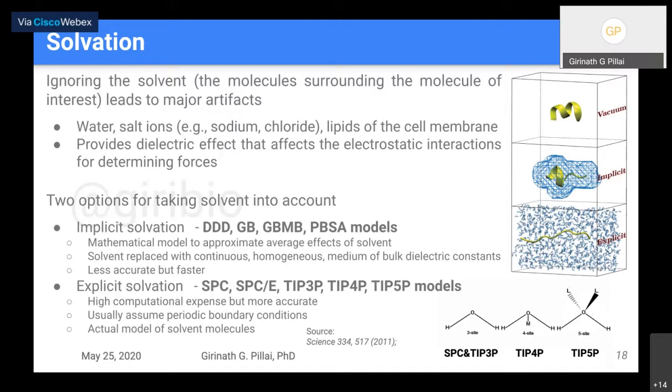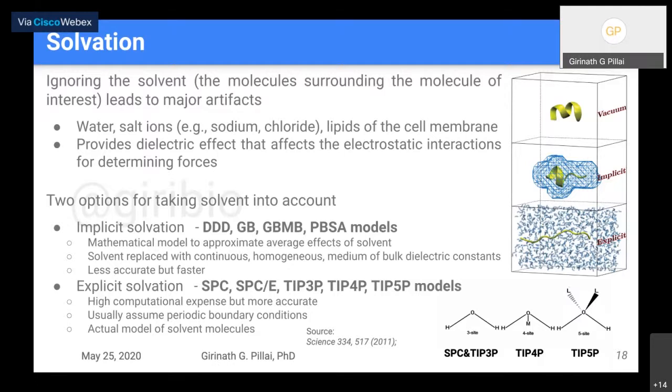Now, I'm sure you might have heard of binding energy calculation using MMPBSA, GBSA, all those things. They are all implicit solvation. They are much less accurate. That means those energy values are not that reliable because they are based on an implicit condition. There are plenty of tools available which can calculate based on PBSA and MMGBSA. These are mathematical models to approximate the average effects of solvent, with the solvent replaced by a continuous homogeneous medium of bulk dielectric constant. So here it is a continuum solvation. They try to get the dielectric constants of the solvent in the implicit condition, and try to do the calculation or derive the properties.